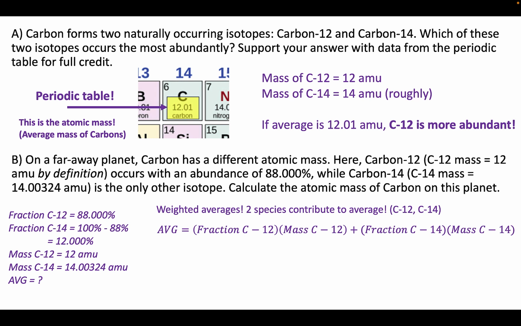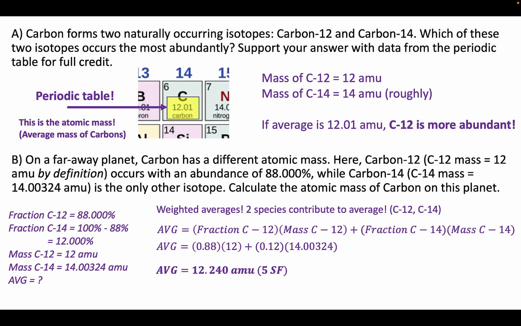We can see the fraction of C12 is 88%. The fraction of C14, being the only other species, must be 12%, 12.000, based on the significant figures we've already been given. Mass of C12 is 12 exactly, and the mass of C14 is as given in this problem as well. The average we don't know, and this can help you keep your variables organized so that you can determine your unknowns too.